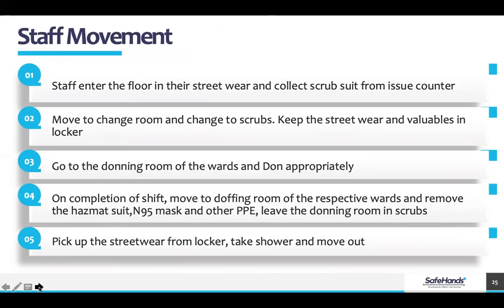On completion of the shift, move to the doffing room of the respective ward and remove the hazmat suit, N95 mask, and other PPE. Leave the doffing room in the scrubs. Pick up the streetwear from the locker. Take a shower. Go on.